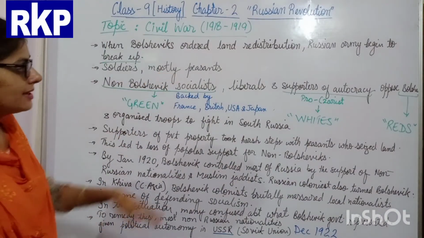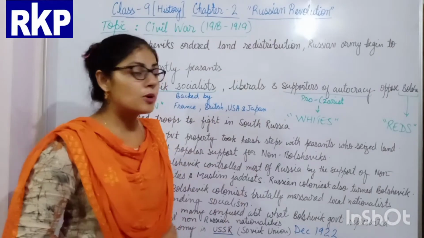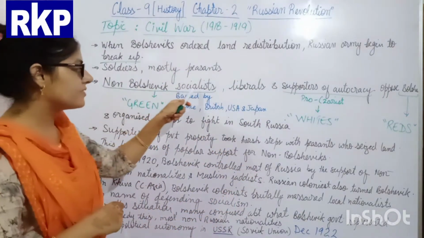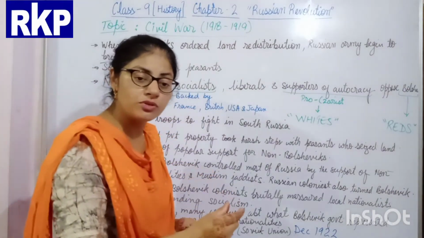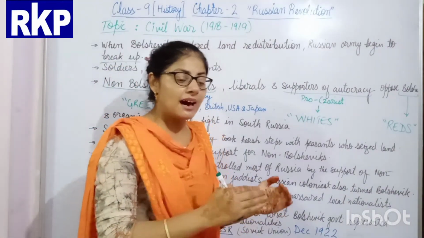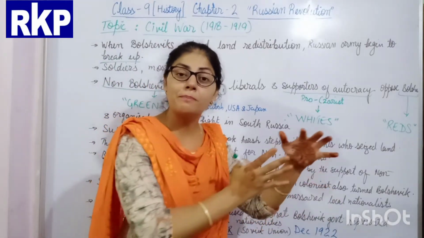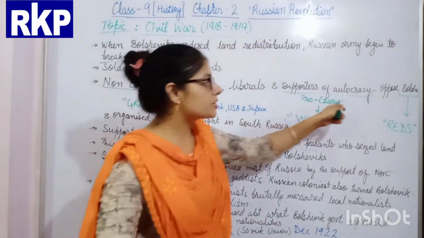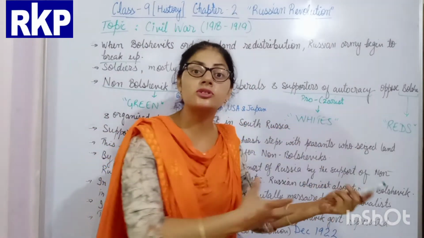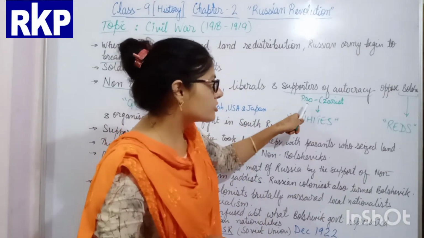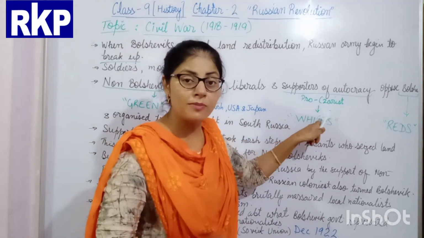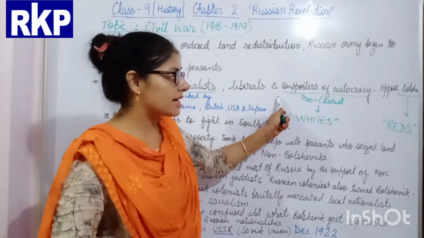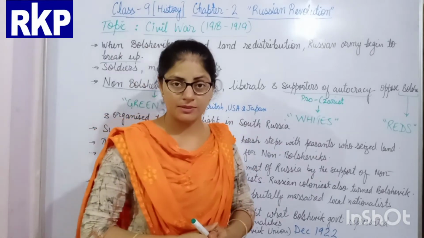Non-Bolshevik socialists, liberals, and supporters of autocracy all came together. The Bolshevik party is also a socialist party, and non-Bolshevik socialists means the Menshevik group. The Menshevik group, the liberal group, and the supporters of autocracy, meaning the supporters of the monarchy, were also known as the pro-czarists. Pro means the one who supports, and czarist means the king, the monarch. All these came together to oppose the Bolsheviks.